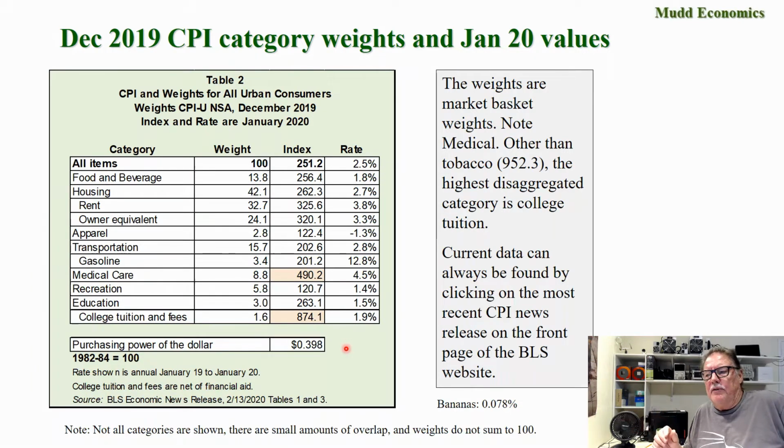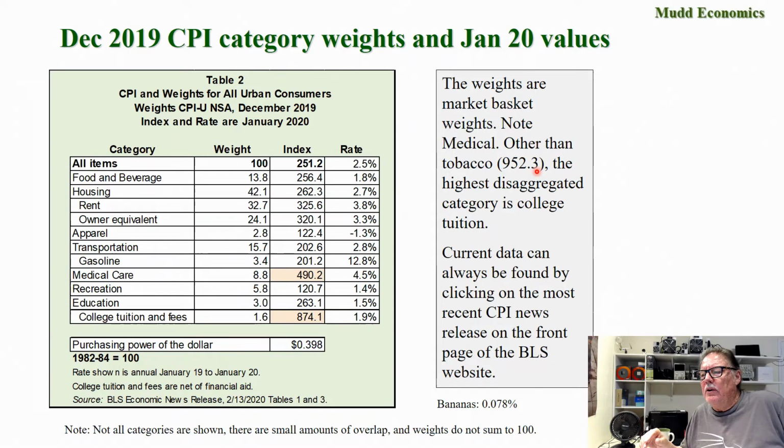Now, that's not necessarily all that bad. That's a long period of time for the dollar to be devaluating in value. And it does include a couple of inflationary episodes or so. And right now it's devaluing at about 2.5% per year. So that isn't quite as significant as it may seem to you. Actually, I have tobacco right here. Tobacco's 952.3. So if you smoke and you go to college, then you're really having a hyperinflation in your life.